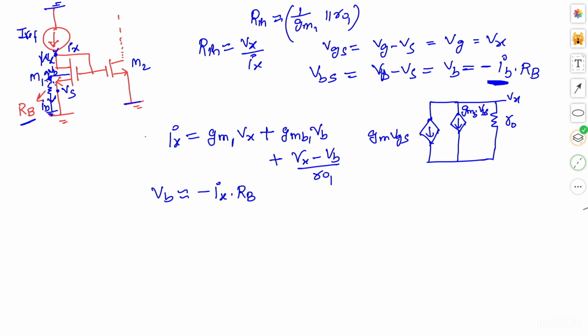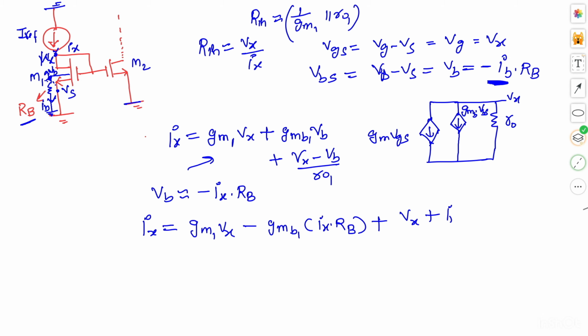Now if I replace this term in the equation which we have written just now, we can write it as Ix is equal to GM1 into Vx. If I replace the value of VB equal to minus Ix into RB, it will become minus GMB1 into Ix into RB, plus Vx. Minus minus will become plus, so we'll write plus Ix into RB divided by R01. This is the expression which we will get.